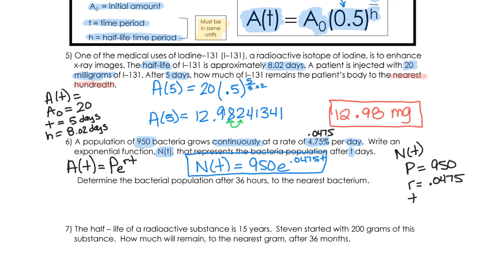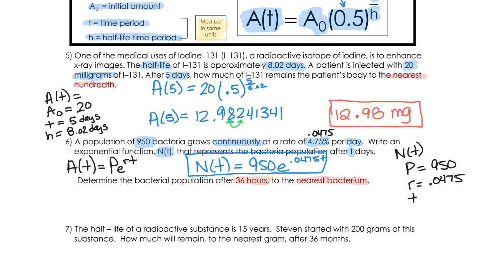That's what we're going to be using. Okay. So now in the next part, when they said determine the bacterial population after 36 hours, to the nearest bacterium. And so right there, guys, is our rounding directions.